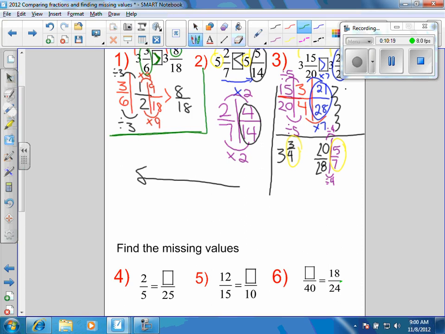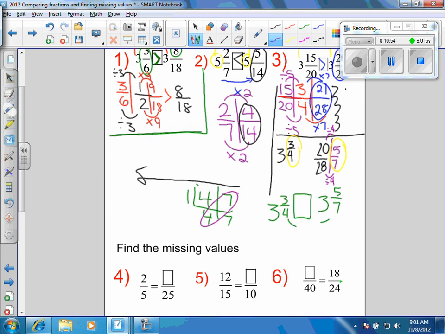Take the next step. So we're trying to compare 3 3/4 to 3 5/7. You can't multiply 4 by anything easy to get 7. So you could think division ladder. 4 and 7 only have 1 in common. So 4 divided by 1 is 4. 7 divided by 1 is 7. What it tells you by doing that is your common denominator is 28.